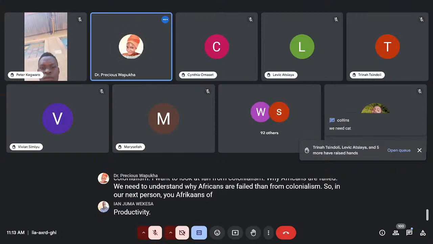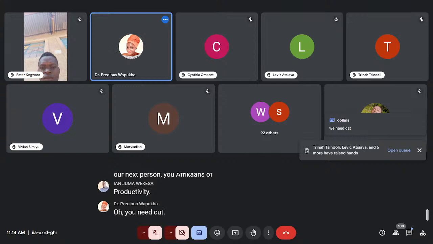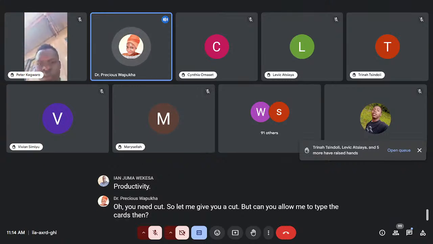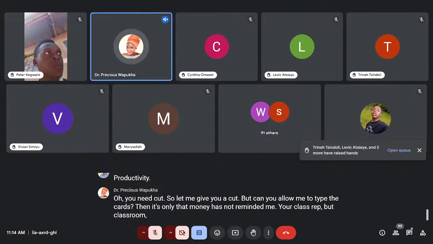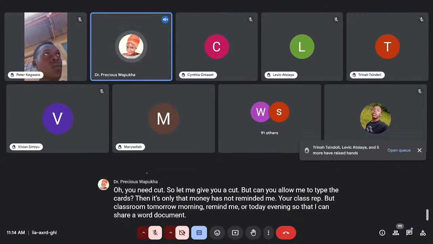Oh, you need a cut? So let me give you a cut. But can you allow me to type the cut? It's only that Nani has not reminded me, your class rep. Class rep, tomorrow morning or this evening, remind me so that I can share a Word document of your cut with your colleagues.